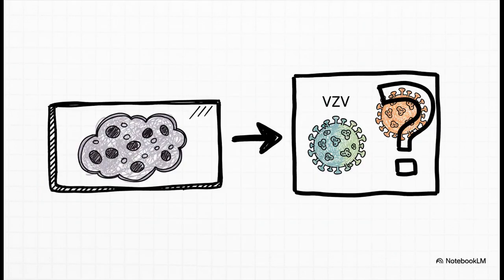But, and this is a huge but, you absolutely have to remember that the Tzanck smear has a major limitation. A positive result confirms you're dealing with a herpes virus, but it can't tell you which one. It looks the same for VZV and for herpes simplex virus. So, to tell them apart, you need a more specific test, like a PCR.